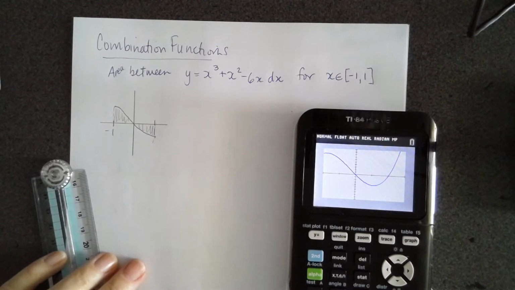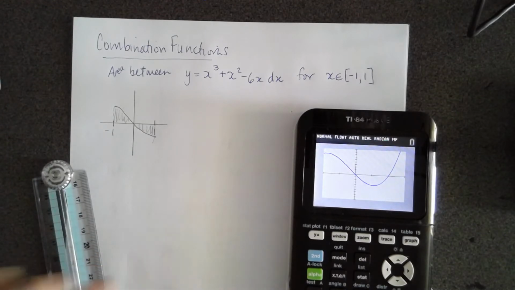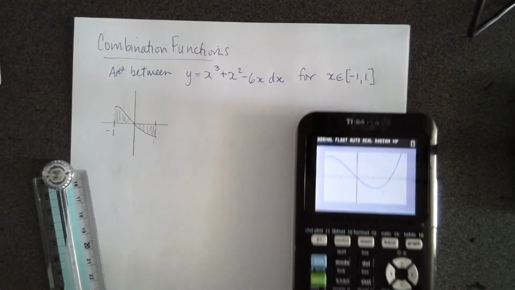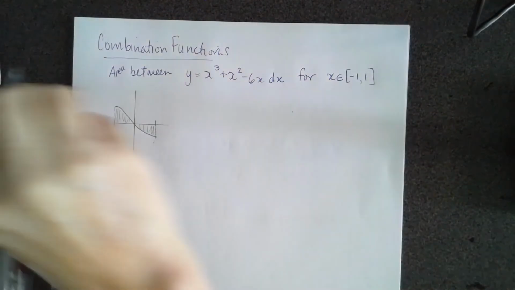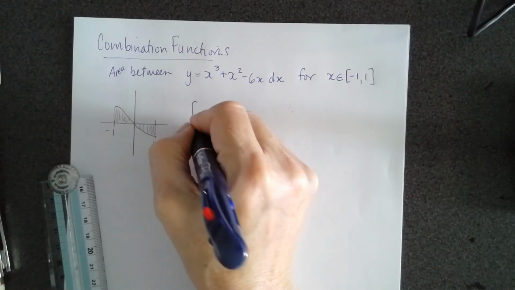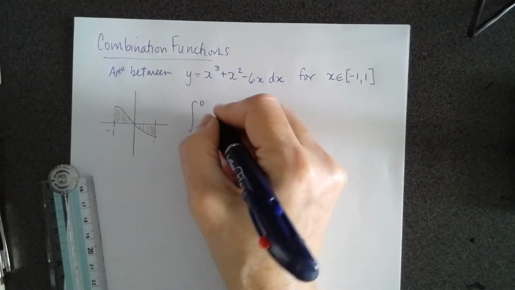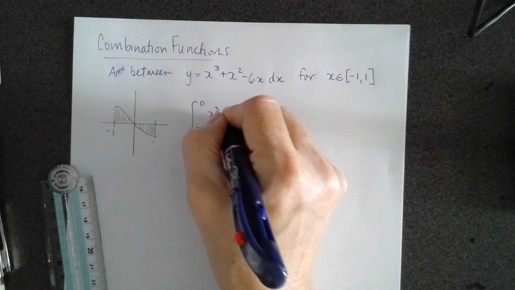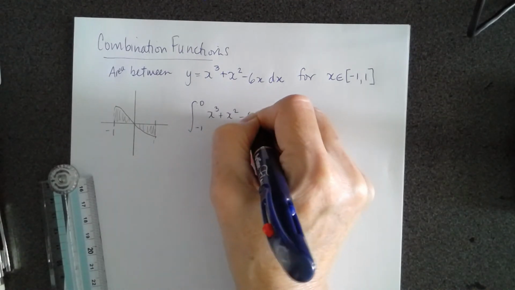I'm not certain if this thing is symmetrical at all. So I don't really want to find one part of it and double it. Okay, sometimes you can do that, like with cosine and sine functions, definitely. If you have a bunch of parts, just find one little part and multiply by whatever you need. But I'm not sure now, so I'm going to use my rule that says I'm absolutely welcome to go the integral from -1 to 0 of x cubed plus x squared minus 6x dx.